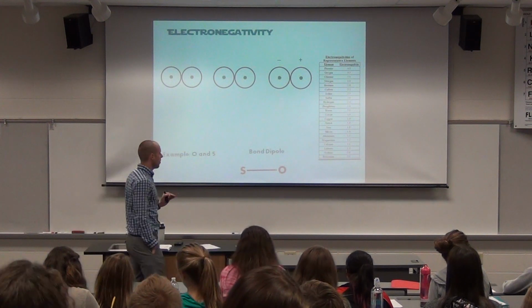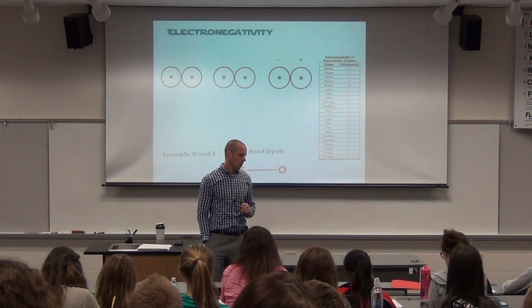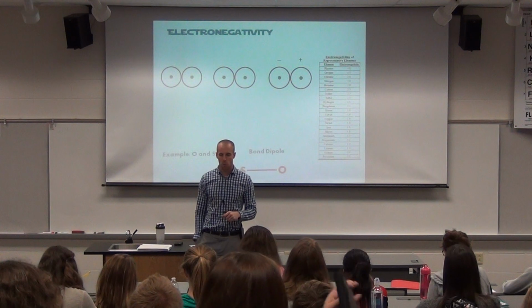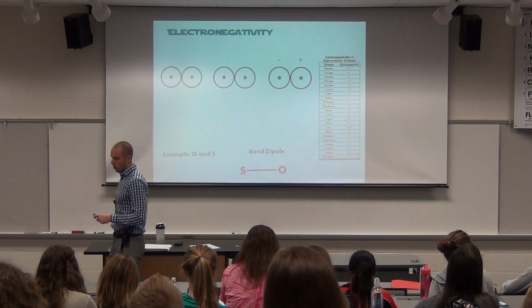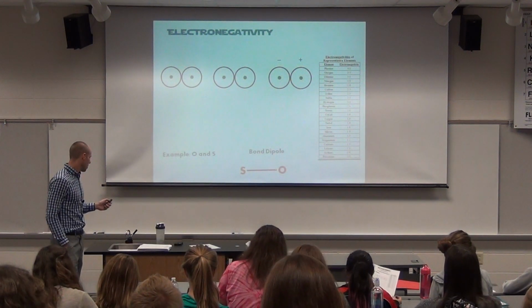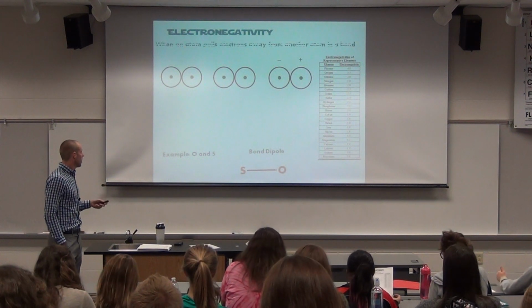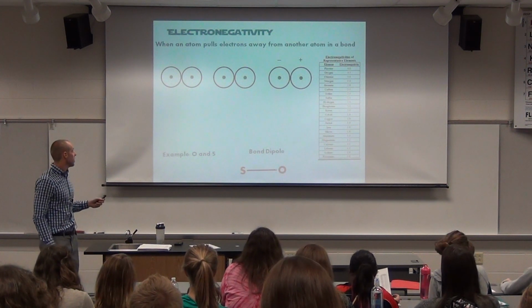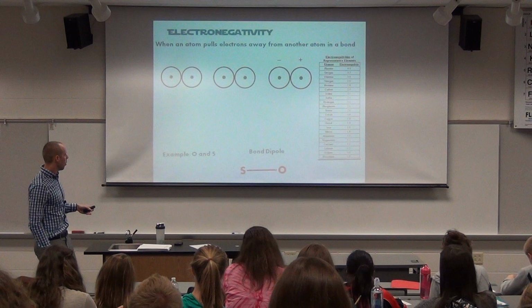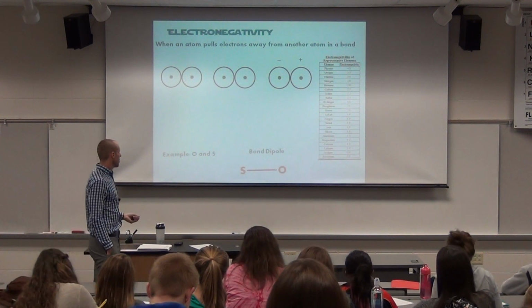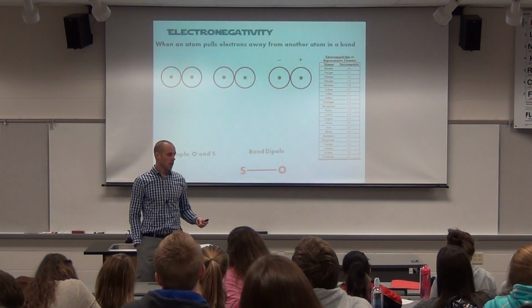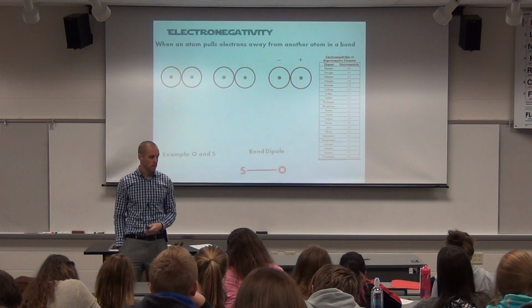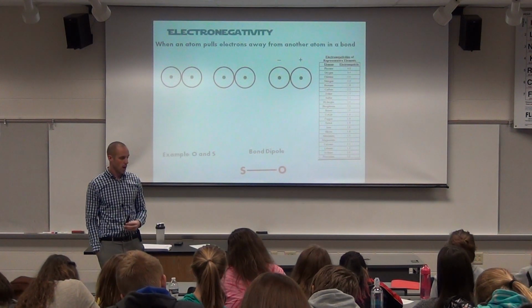This is where you're going to figure out the electronegativity difference in the bond dipole part of your sheet. Now, the pictures up here are representing different atoms. Basically, electronegativity is when an atom pulls electrons away from another atom in a bond. So I would write this down.